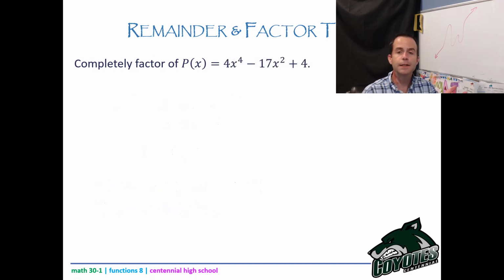Okay, completely factor, p of x equals 4x to the fourth minus 17x squared plus 4. The robins just flew again if you watched me look away. I'm sorry. Focused. Okay.